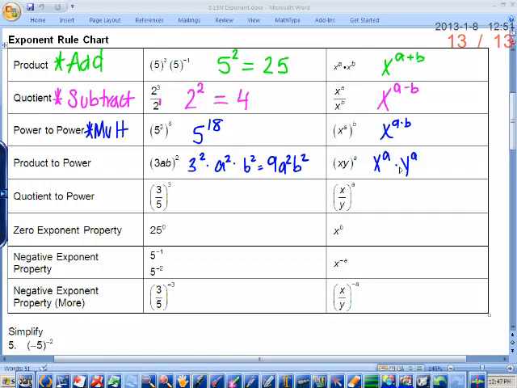All right, quotient to a power, does anything change? Nope, so on both of these you distribute. So this is 3 cubed over 5 cubed. 3 cubed is 27. 5 cubed is 125. So this is x to the a power over y to the a power. Once you get 3 cubed over 5 cubed, do you then just subtract? Nope, because they don't have the same base.